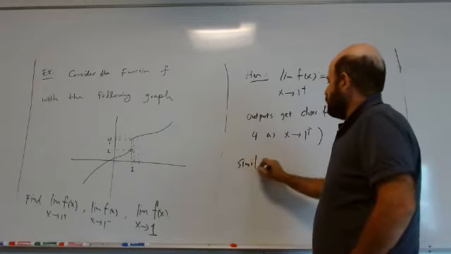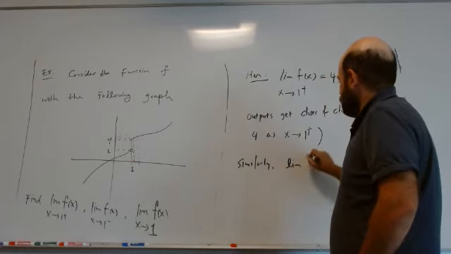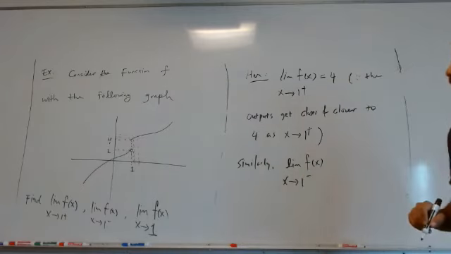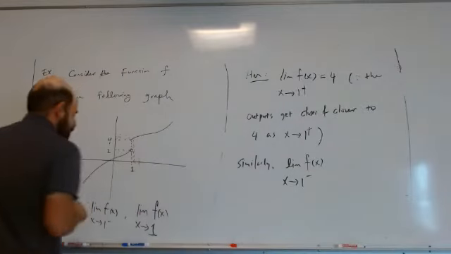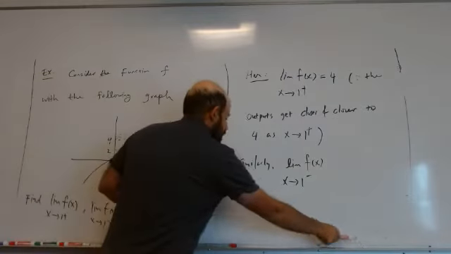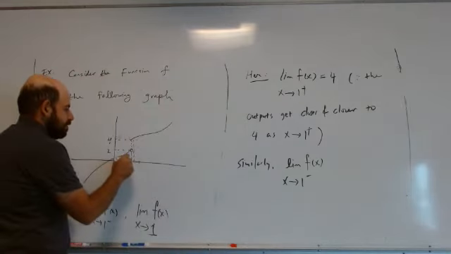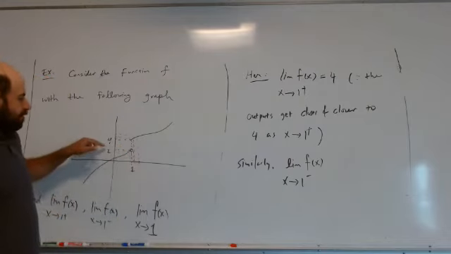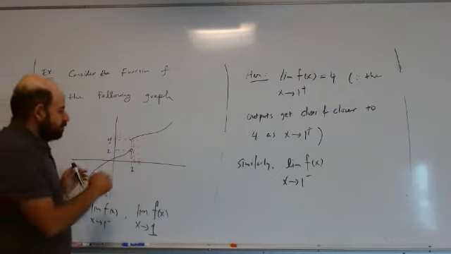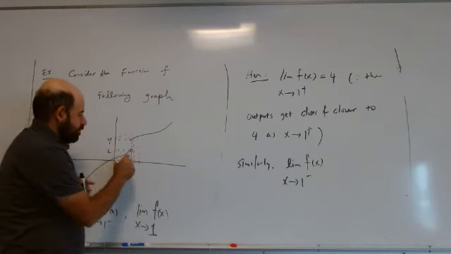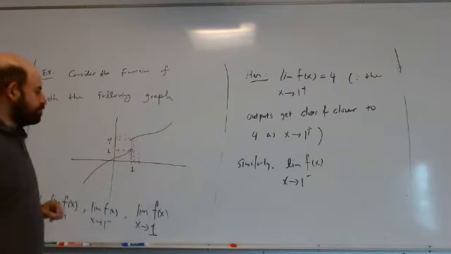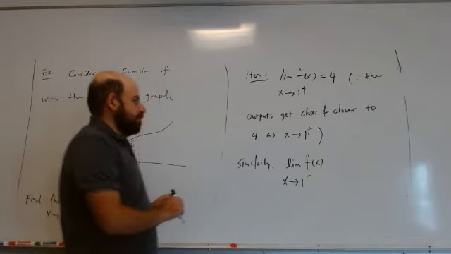Similarly, what about the left limit? Left limit means x is a little bit less than 1. Close to 1, but a little bit less than 1. So for example here, see? Look at the outputs. Outputs get closer and closer to 2 this time. So for example, you're here and then you are here, right? So the outputs get closer and closer to 2. So the left limit is 2.